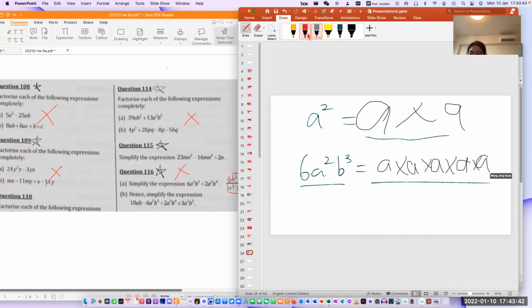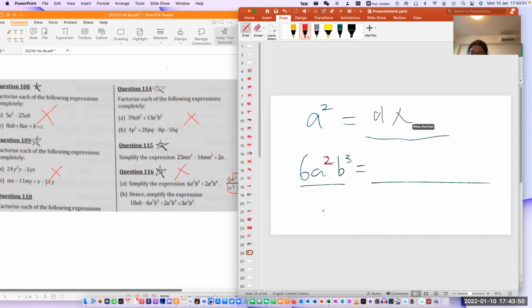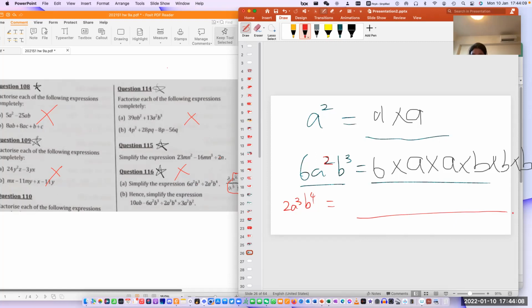I thought A squared only. A squared, A squared, A squared, A squared. How come you give me so many A's? Okay, good. So then what about 2A^3? 2A^3B^4. Smaller, smaller, run out of space already.